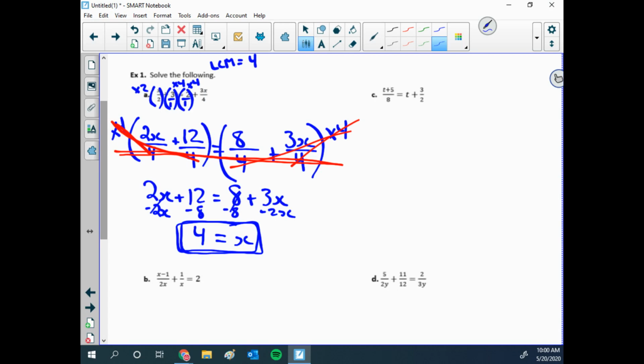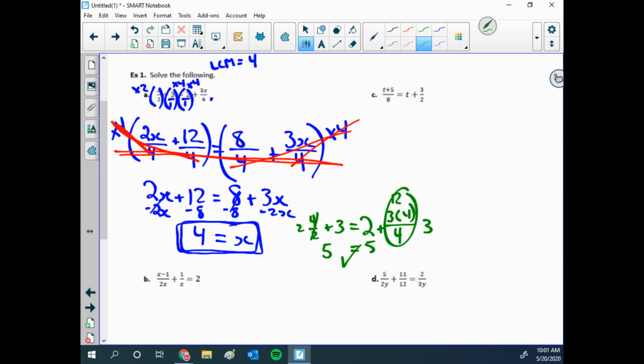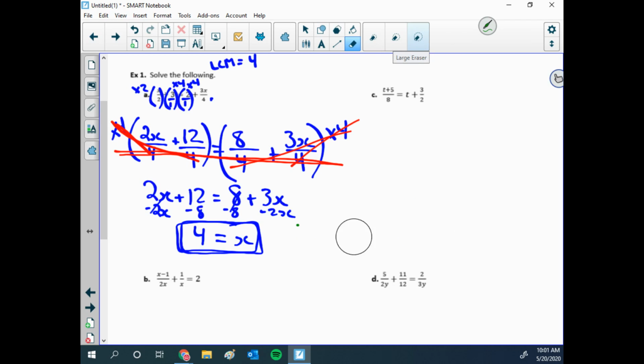Now, before I say I'm sure that's my final answer, I should always check this. I can put 4 back into here and check that the left side equals the right side. So if we want to do a quick check, I could say, okay, 4 over 2 plus 3, which is 2 plus 3, is 5, because this is 2 essentially. Then we'll check that it equals the other side. So that would equal 2 plus 3 times 4 over 4. So this is 12 over 4, which equals 3. So 2 plus 3 is 5. So that works. I could do that if I want to check for sure.